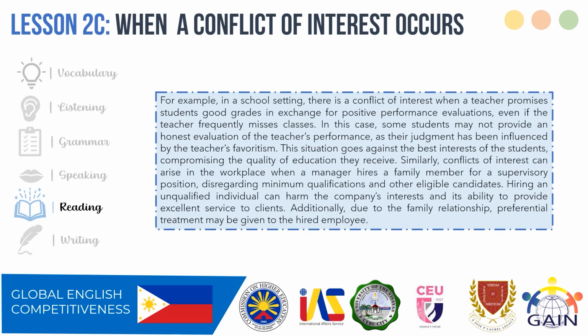For example, in a school setting, there is a conflict of interest when a teacher promises students good grades in exchange for positive performance evaluations, even if the teacher frequently misses classes. In this case, some students may not provide an honest evaluation of the teacher's performance, as their judgment has been influenced by the teacher's favoritism. This situation goes against the best interest of the students, compromising the quality of education they receive.